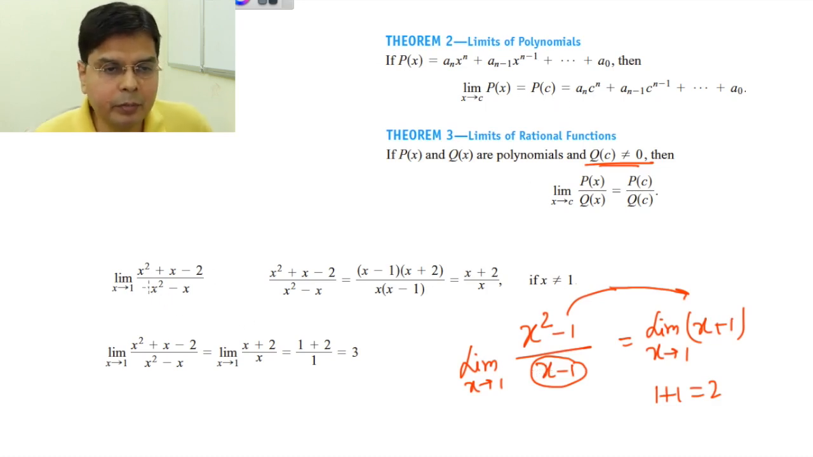Okay, now this is a very simple example. Find the limit as x tends to 1 of (x square plus x minus 2) by (x square minus x). I factorize it, so I get this. x minus 1 is common, so I can divide it. Why can I divide it?